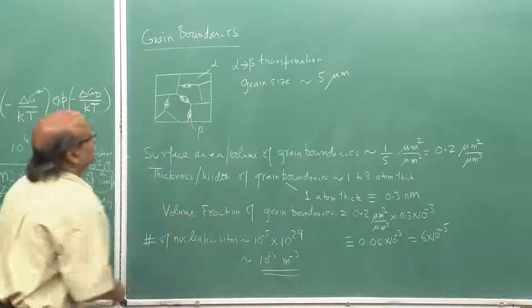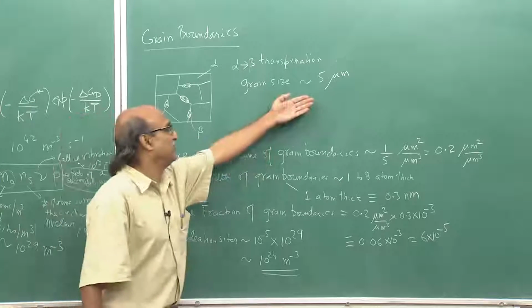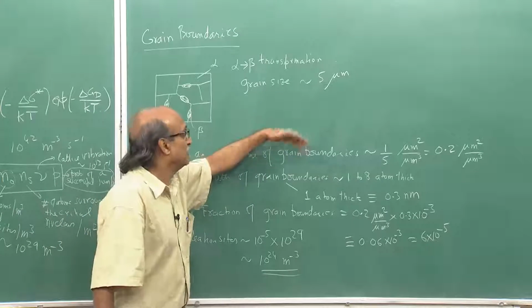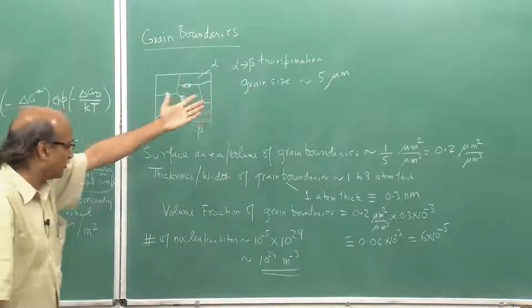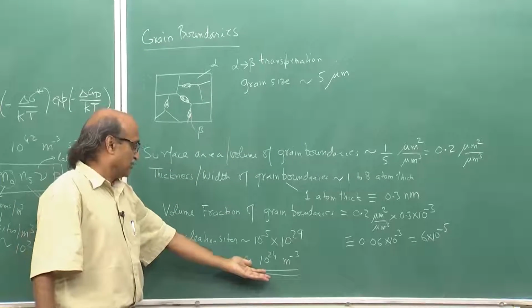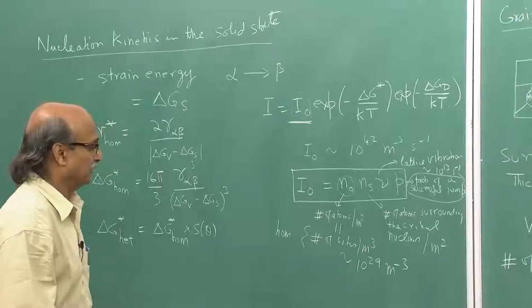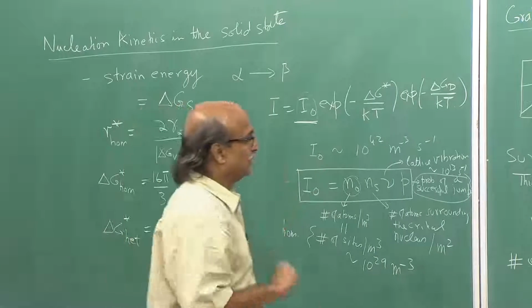One can also see that if I, let us say, take a very coarse grain like 50 microns, so I increase the grain size by one order of magnitude, the density of nucleation sites will reduce by this simple calculation.